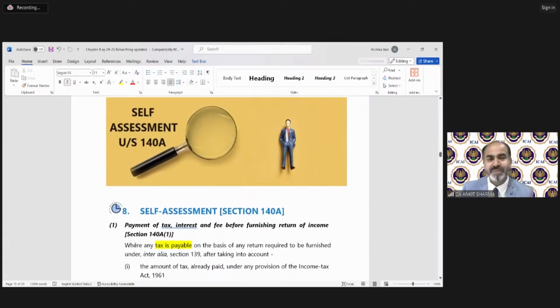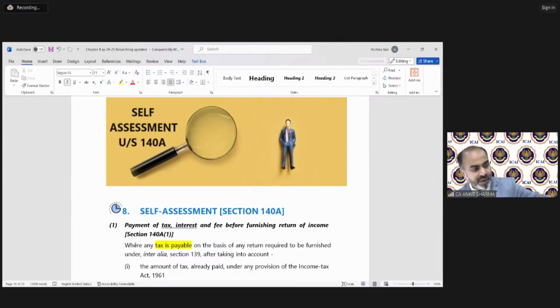Next is self-assessment. Self-assessment is nothing, it's just like before an examination, when you self-assess how many marks you can obtain. Self-assessment says that whatever your income, you need to declare it to the income tax department. Whatever tax liability you have to pay after TDS, TCS and advance tax, if any tax remains, that is called self-assessment tax.